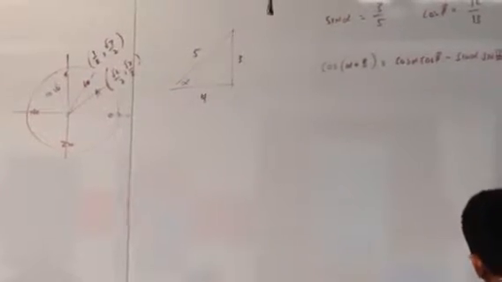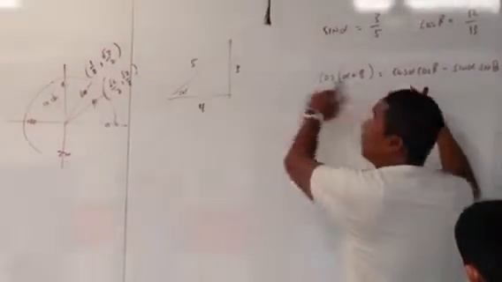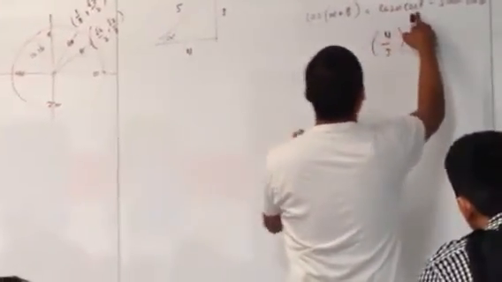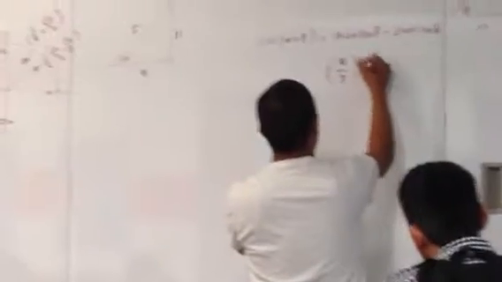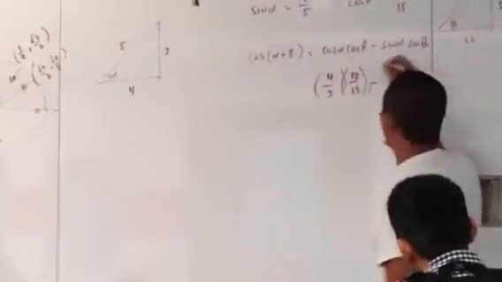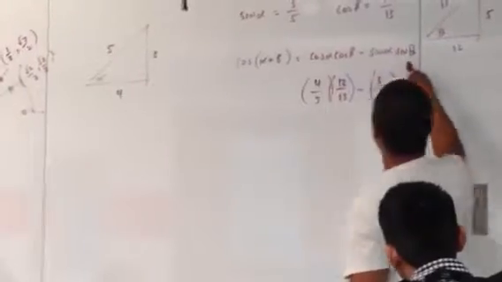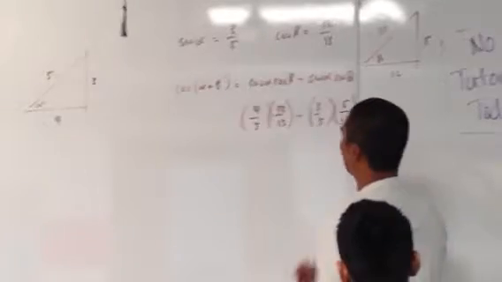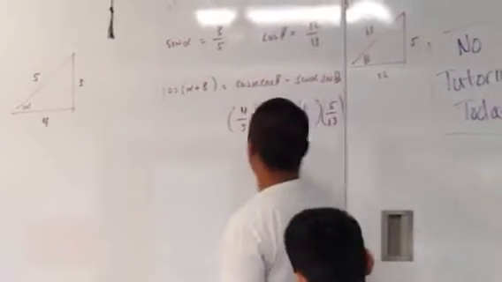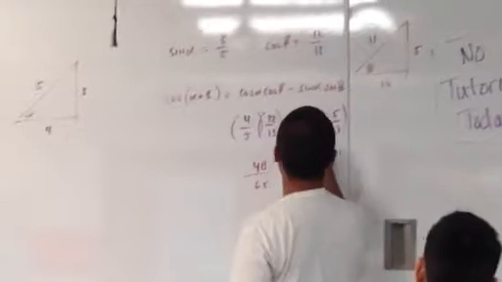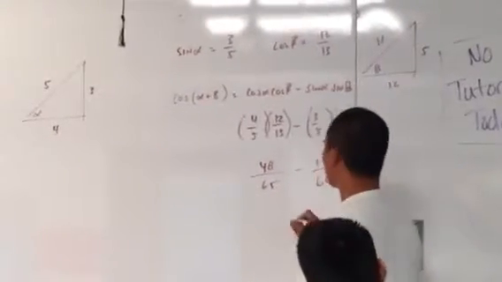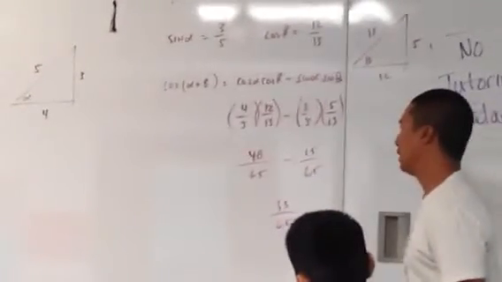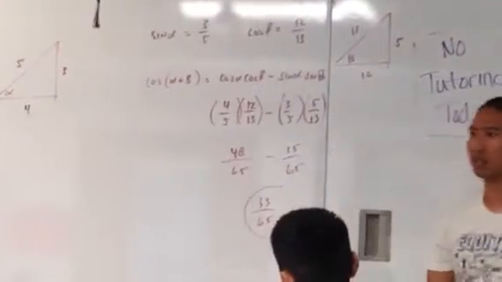So now we're able to get all the other values. Cosine of alpha, we go to the alpha triangle. Cosine of alpha is 4 over 5. Cosine of beta, we already know, 12 over 13. Minus sine of alpha, we already know, 3 over 5. Then sine of beta, we go to the beta triangle. Sine is 5 over 13. Work that out. You get 48 over 65 minus 15 over 65. What does that give us? 33 over 65. And I believe that does not reduce. So that's your answer.